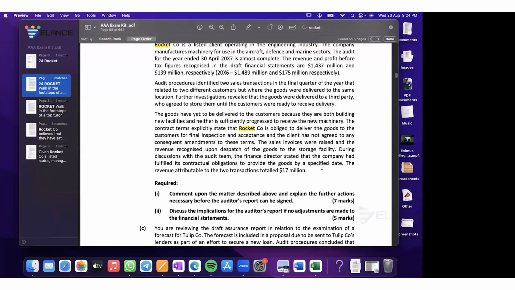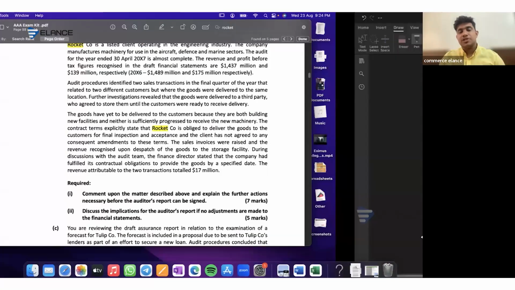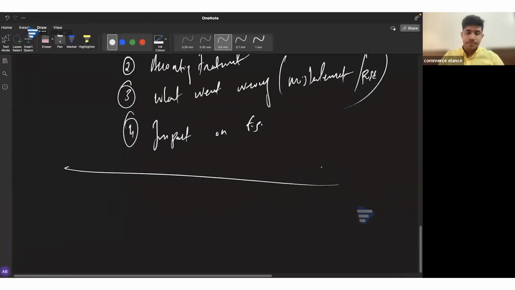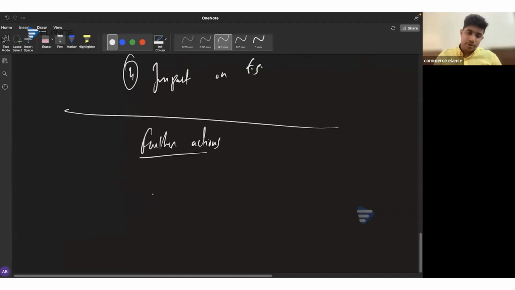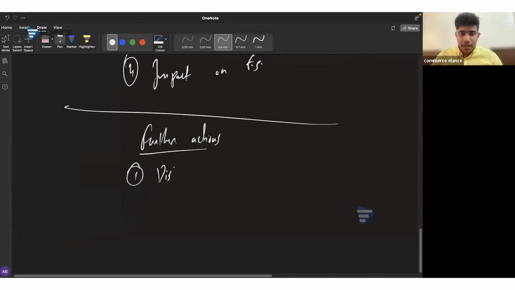So this is how you will be commenting on the matter. Then you have to explain the further actions necessary before the auditor's report can be signed. So to mention the further actions, first of all, you have to include what you need to discuss with the management.